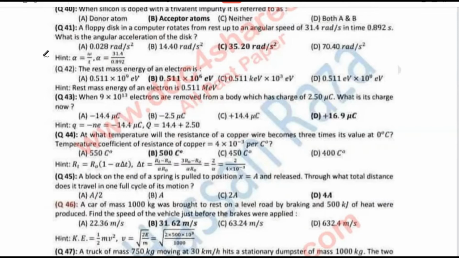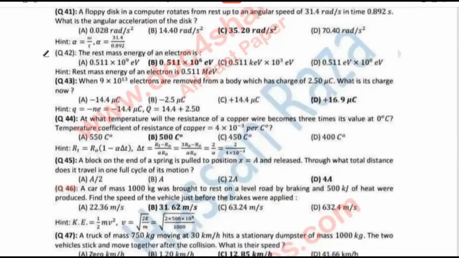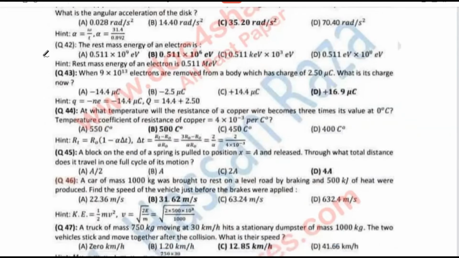46. A car of mass 1000 kg was brought to rest on a level road by braking, and 50 kilojoules of heat were produced. Find the speed of the vehicle just before the brakes were applied. So the answer is B, 31.62 meters per second.